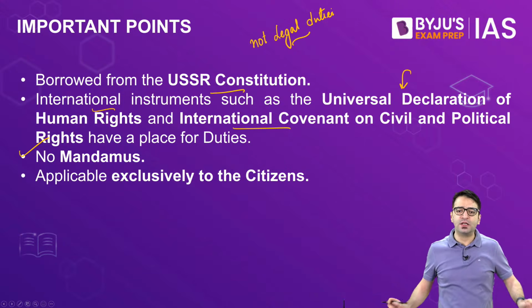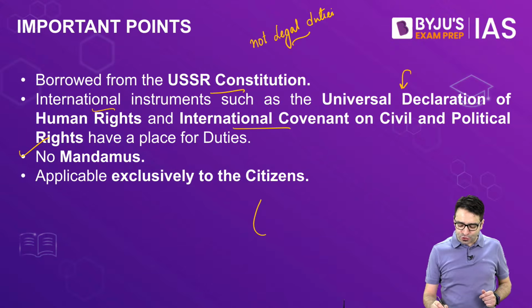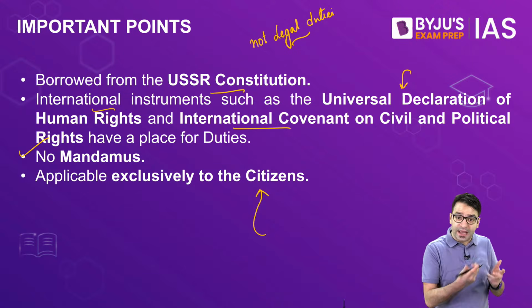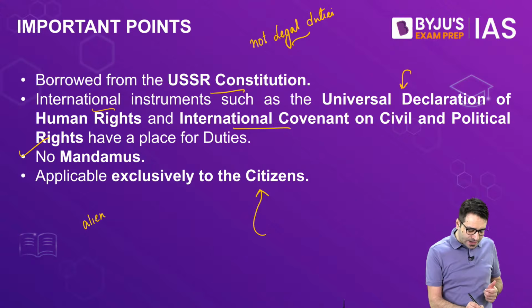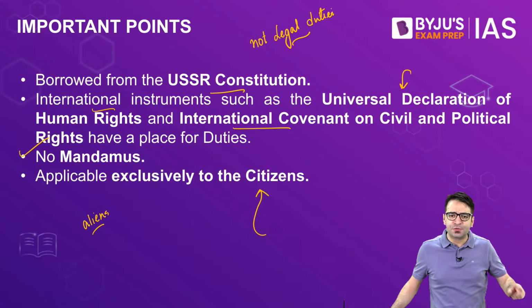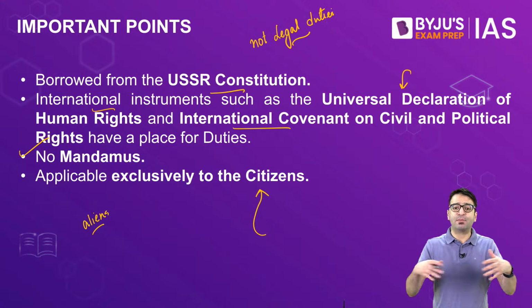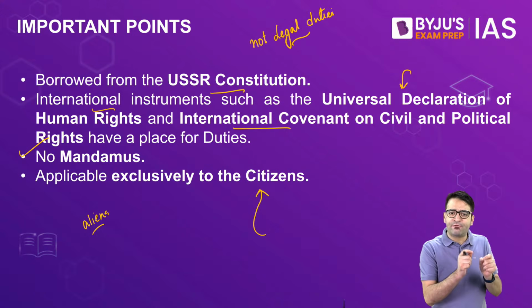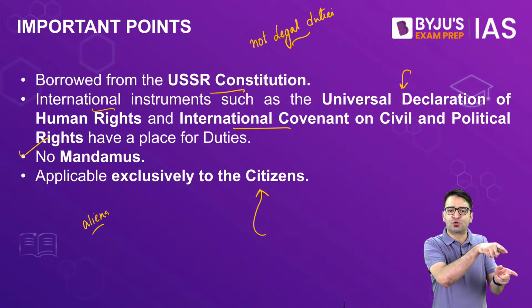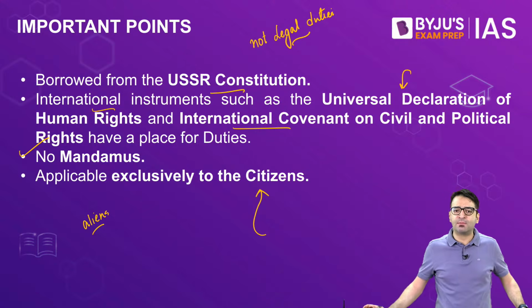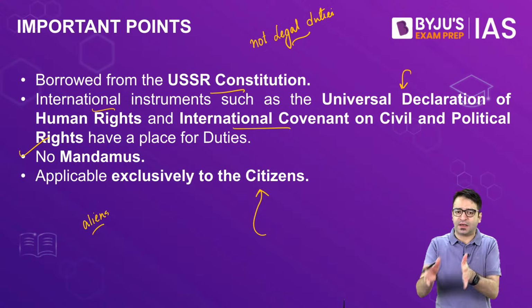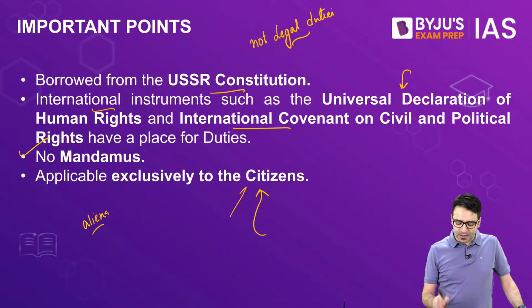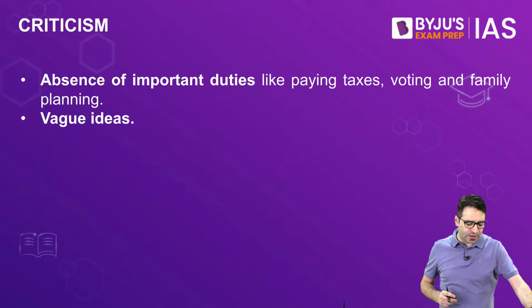And these fundamental duties are exclusively available to the citizens. For example, fundamental rights. Are fundamental rights available to aliens as well? Foreigners as well? Yes. But there are some fundamental rights which are exclusively available to citizens. For example, Article 15, Article 16, Article 19, Article 29, Article 30. These are the 5 fundamental rights exclusively available to citizens. Apart from these, all fundamental rights are available to aliens, foreigners, as well as the citizens. But fundamental duties are exclusively available to the citizens. These are the important points that you have to keep in mind.